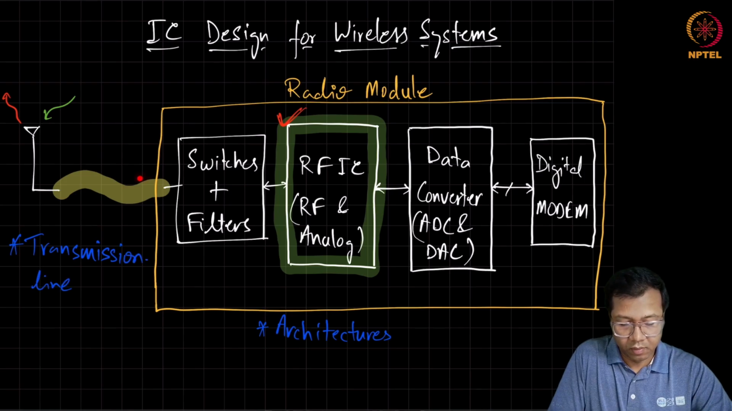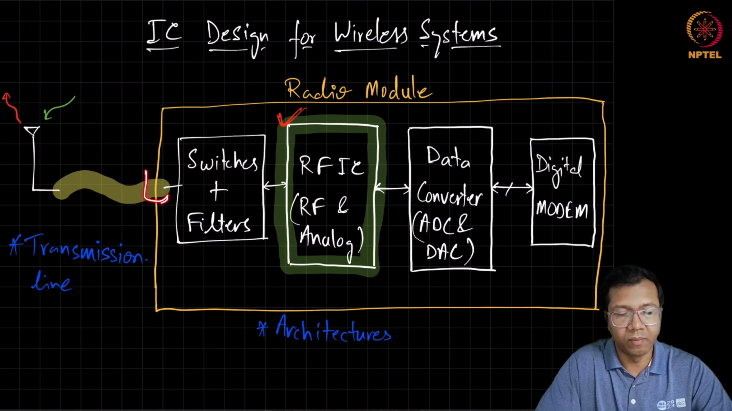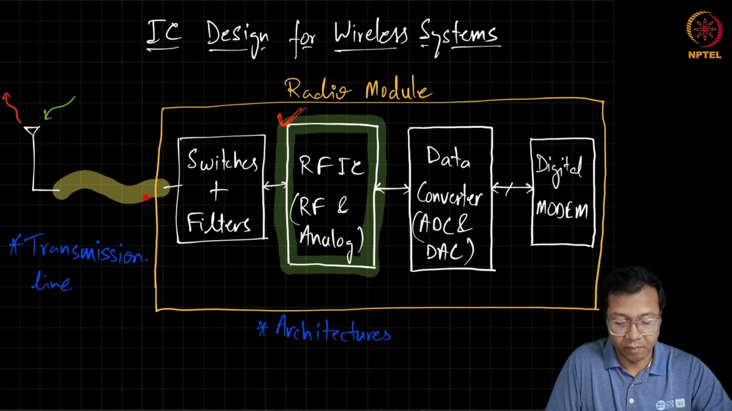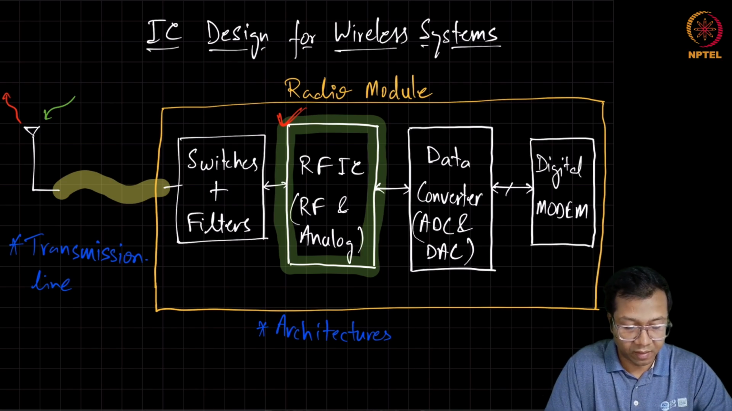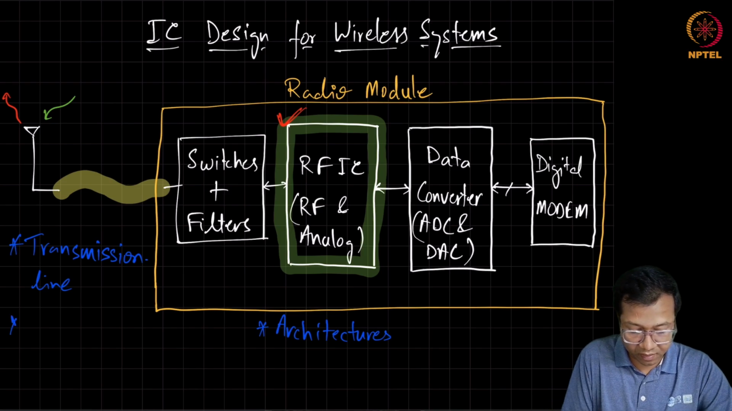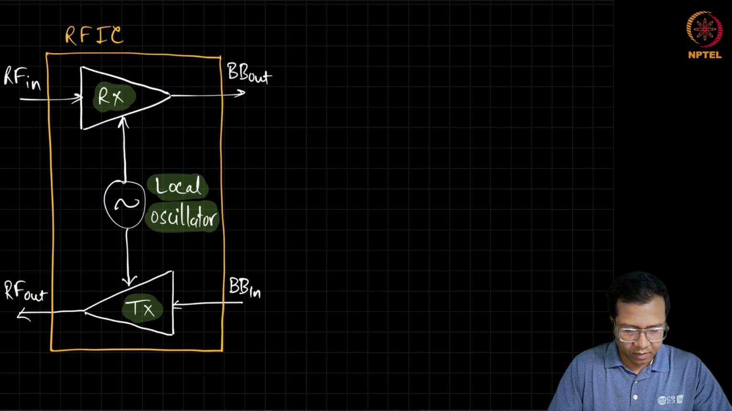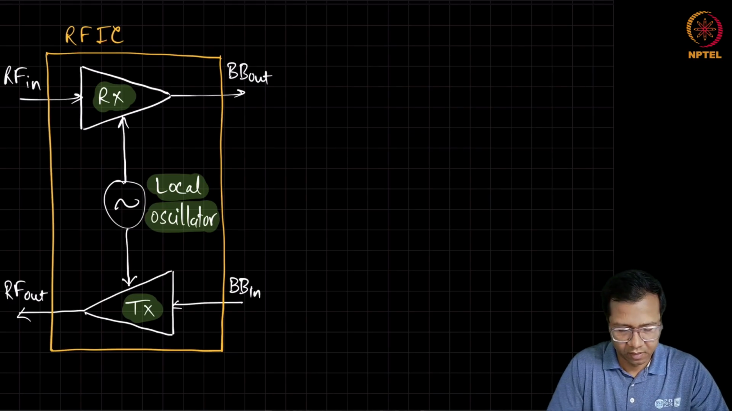And in addition to this understanding of the transmission line, we will see that this connection, which is coming from the antenna through the transmission line to the radio module, has to be properly matched. In addition to that, the interconnections between these modules, especially at high frequency, have to be electrically matched. So we will also understand this concept of matching.